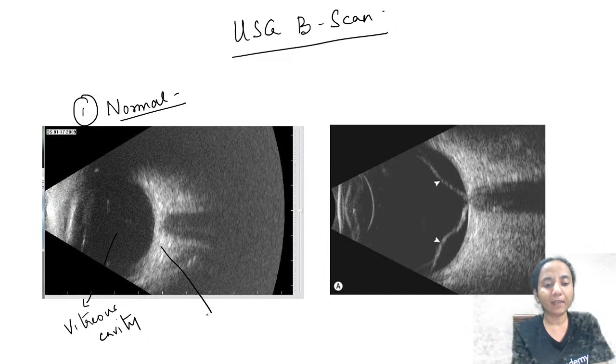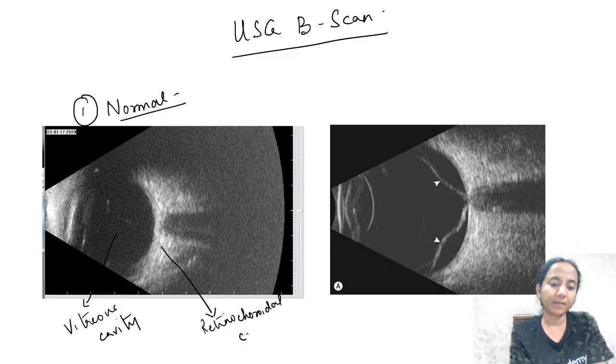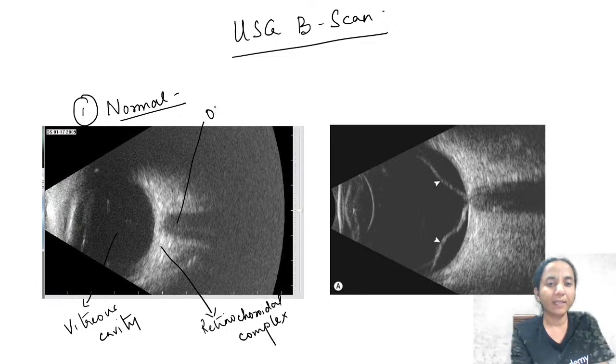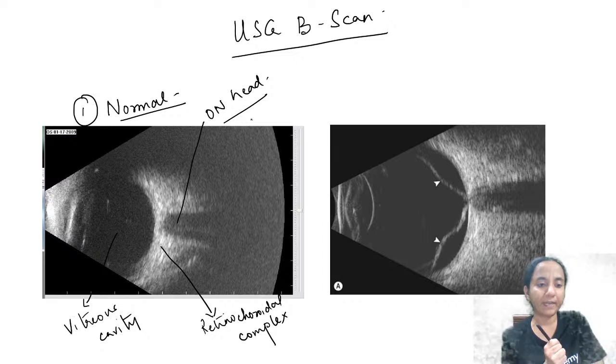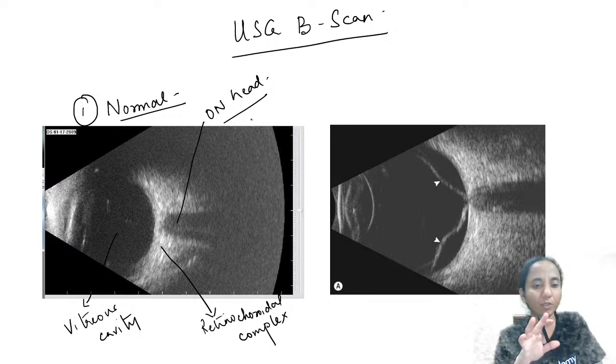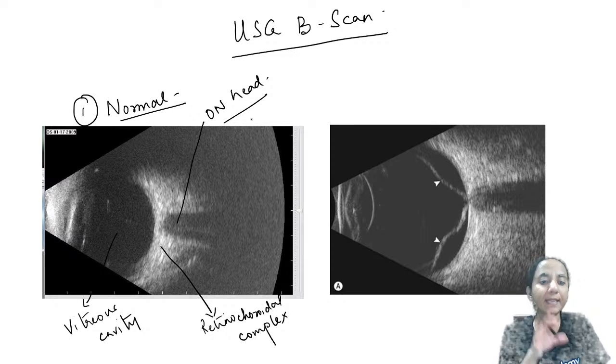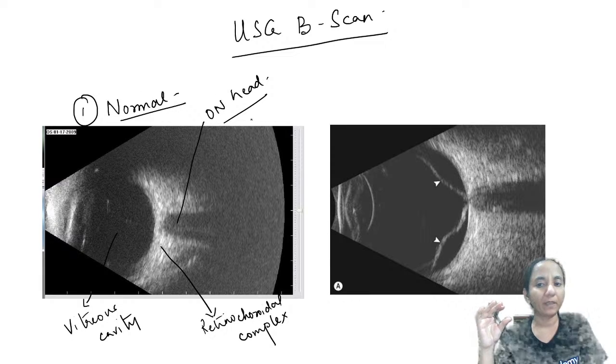This white area that you see is the retinochoroidal complex. And this black shadow that you see here is your optic nerve head. So these are the structures that you need to identify. The hypoechoic area is the vitreous cavity. Then the white area that is hyperechoic is the retinochoroidal complex. And then we have the optic nerve shadow.